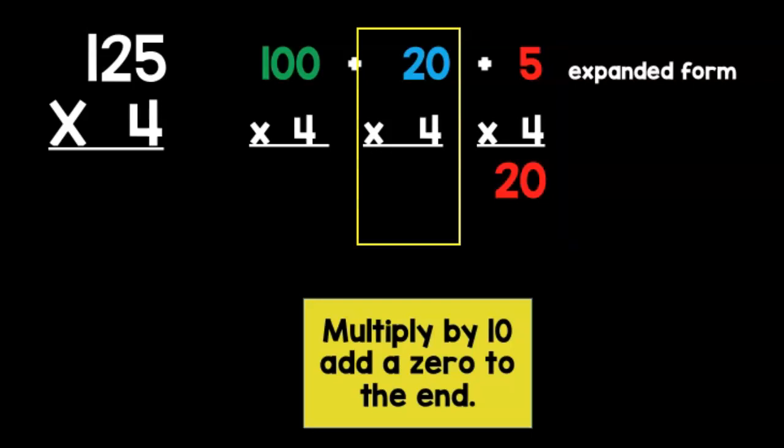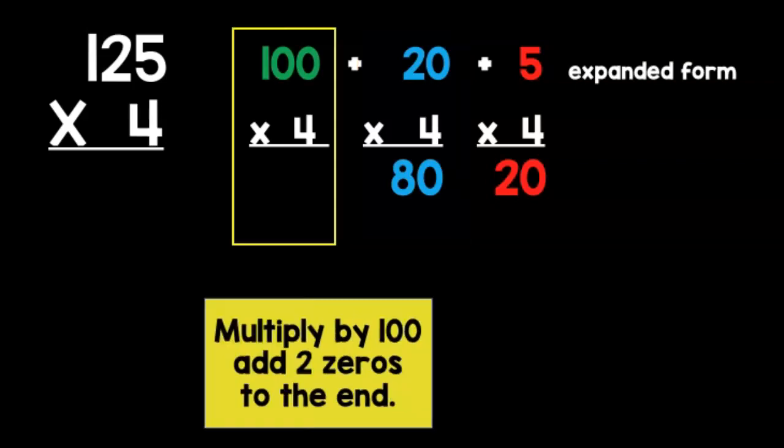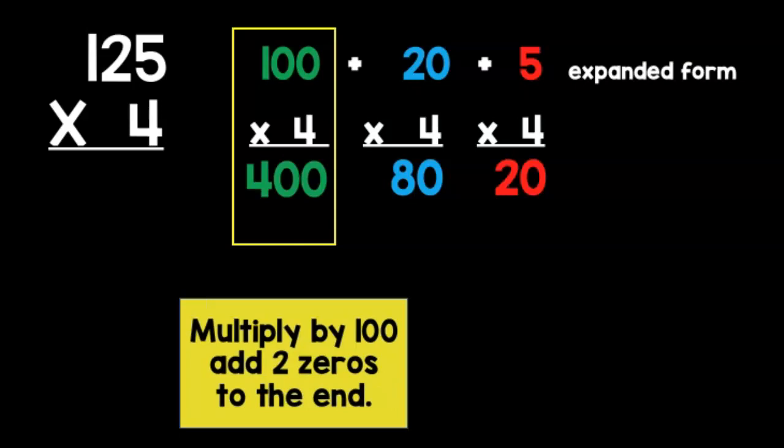Moving over to our tens place value, 20 times 4. Multiply by 10, add a 0 to the end. 4 times 2 is 8, so when we add our 0, we have 80. Moving over to our hundreds, multiply by 100, add 2 zeros to the end. 4 times 1 is 4, so we have 400.